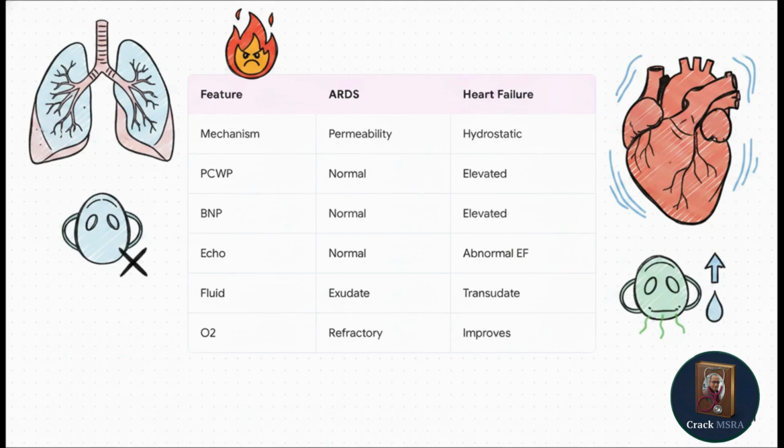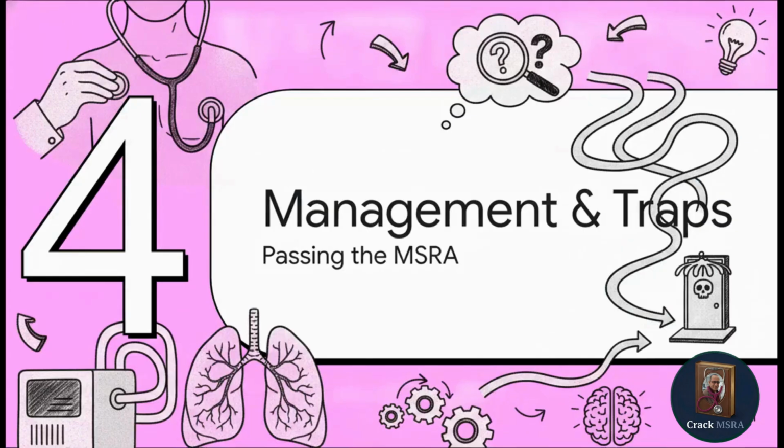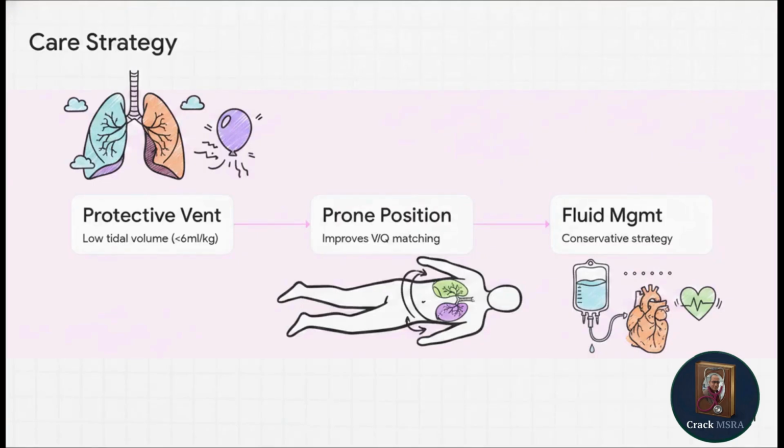And crucially, the hypoxaemia in ARDS is refractory. It doesn't respond well to oxygen. A heart failure patient, on the other hand, will typically improve with oxygen and diuresis. Section 4. Management and exam traps. Passing the MSRA. The critical care strategy for ARDS is strictly protocol-driven.